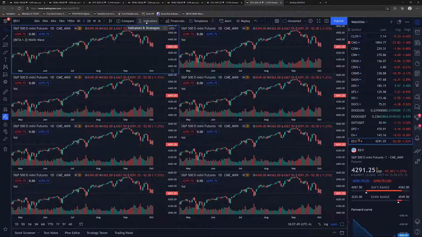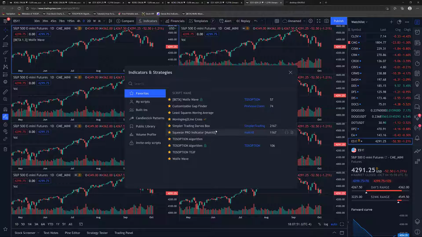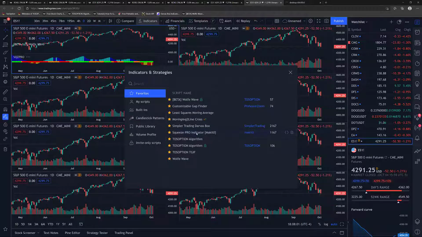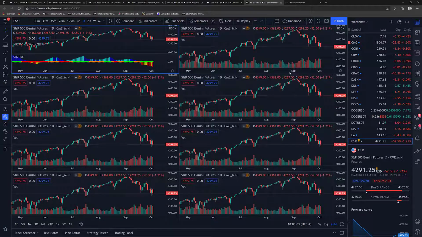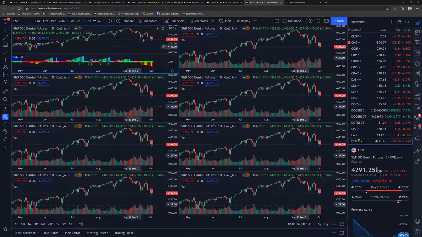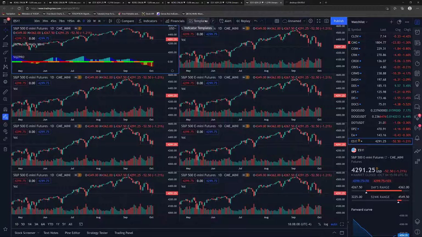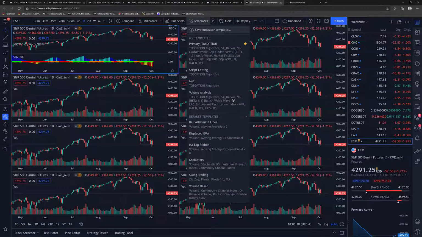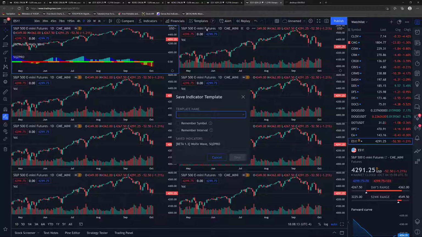And then after you include the Wolfe Wave, you want to add in a TTM squeeze. I prefer using, well, it doesn't really matter, I'd probably just use this one right here, this Macit 0. And yeah, that's pretty much it. After you've included that, you probably want to go ahead and save it as a template. So let's call it Wolfe Wave. Okay, and we don't need to remember the interval and the symbol.